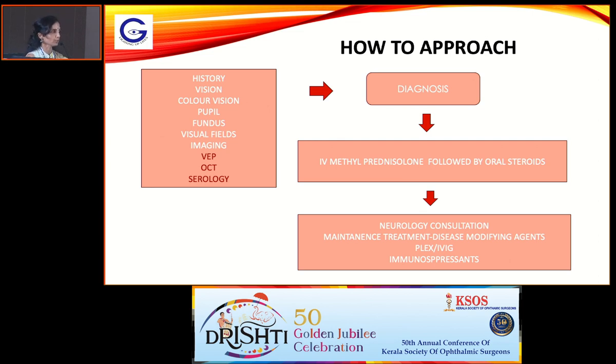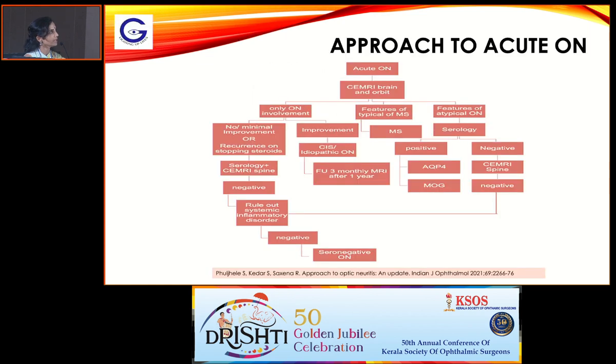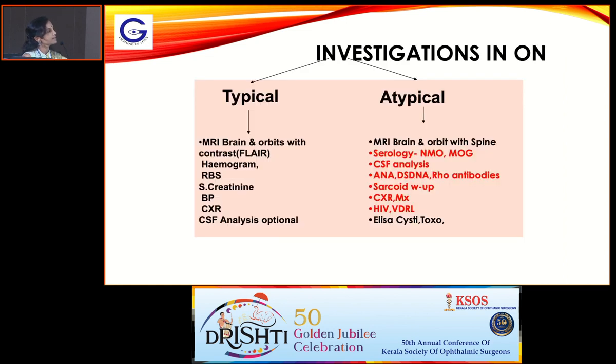Now, this was an update of optic neuritis where they recommend early intervention if it is atypical, not the one which is typically described in the Western literature. So this is again an approach taken from Saxena et al.'s article from IJO. So nowadays we are routinely doing serology in all cases of optic neuritis because we are getting more and more seropositivity, especially with MOG.